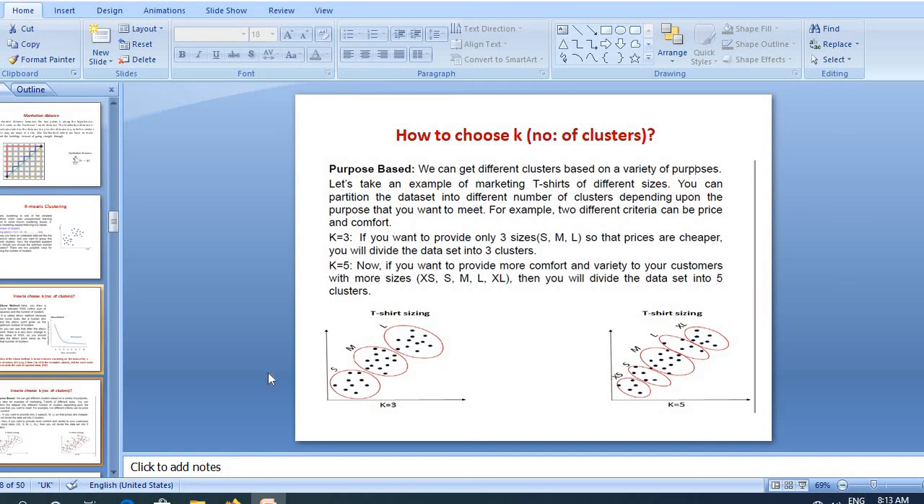So here we have got an overview of what is clustering and what is k-means clustering. We'll go to the detailed algorithm with an example in the next lecture. Thank you.